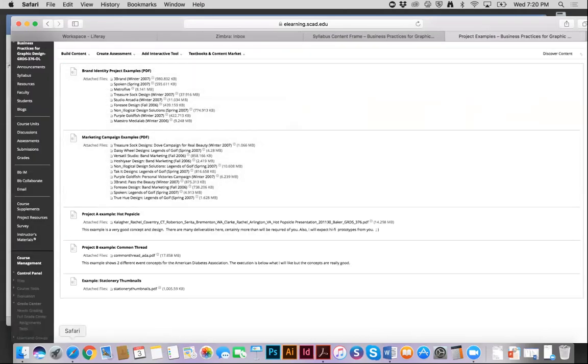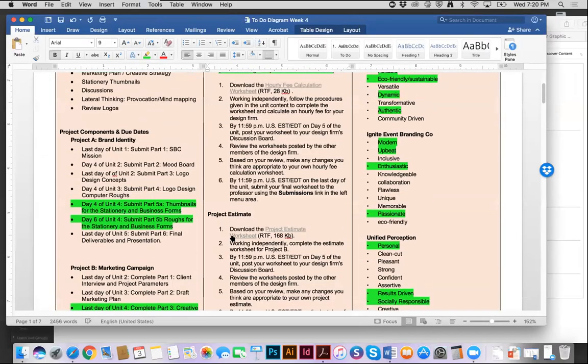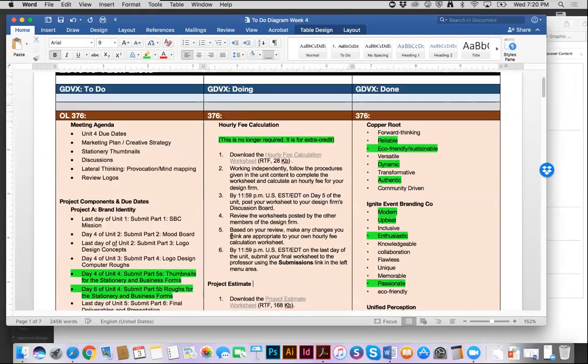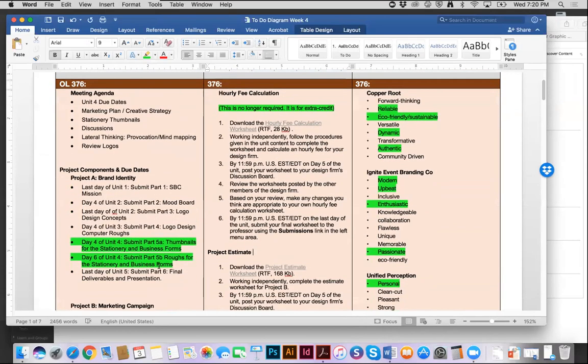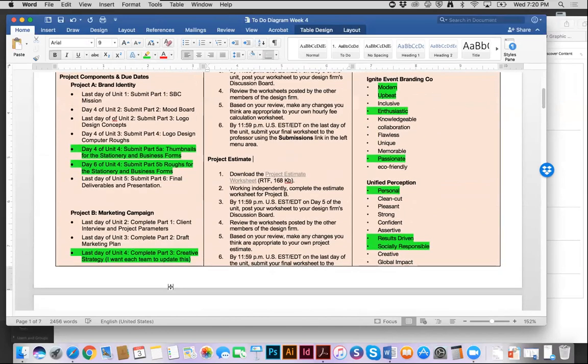All right, I'm going to close those and let's go back to our file here. So just the last thing to say about due dates. We want thumbnails tomorrow, roughs on Saturday. Thumbnails can be by hand, roughs can be on the computer, or by hand, honestly, but they probably will be on the computer.